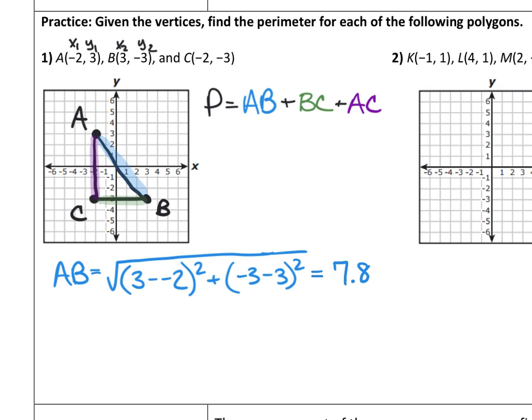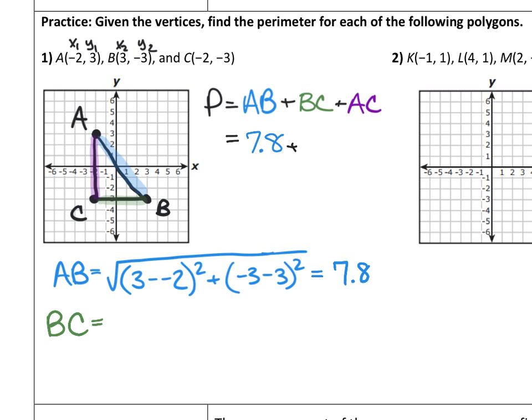Awesome. Okay, so now we have a value for the blue part. We know that the blue part is going to be equal to 7.8. All that's left is to find the green and the purple. The green is the distance from B to C. Now here's a hint. It looks like we're going to have to do distance formula over and over and over again. But what do you notice about B to C? It's a flat line, right?